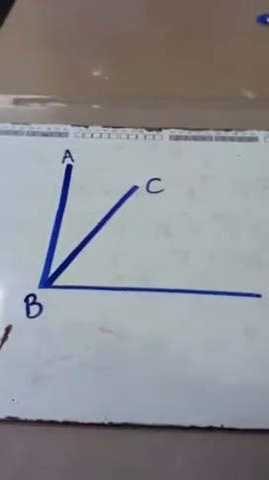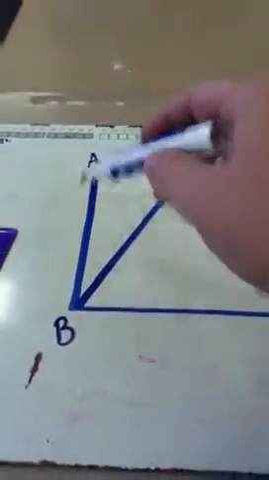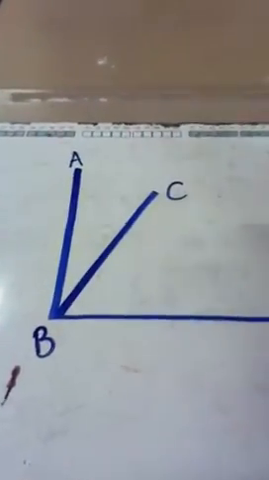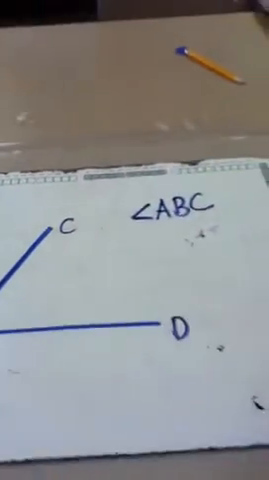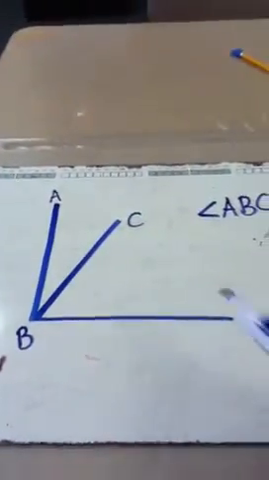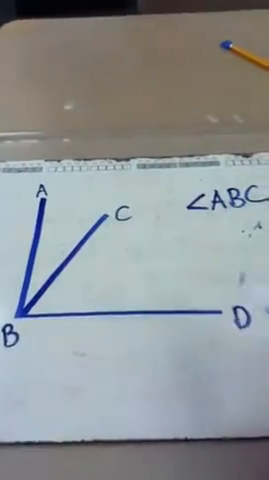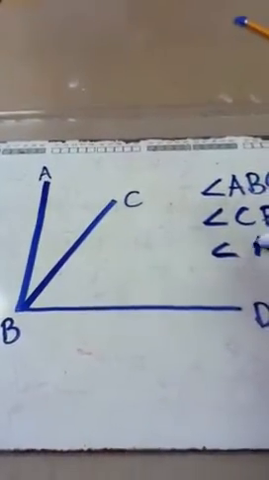So looking at this angle right here, this right angle, it's been broken into two angles. So the two angles we have are ABC, like that, which is right here, ABC. And then we also have CBD. And then the outside angle we have is ABD. So we basically have three angles, okay?